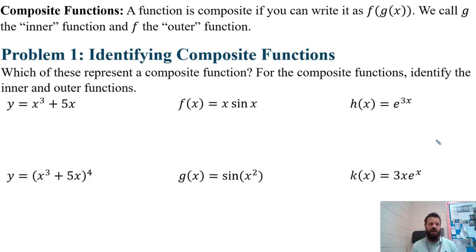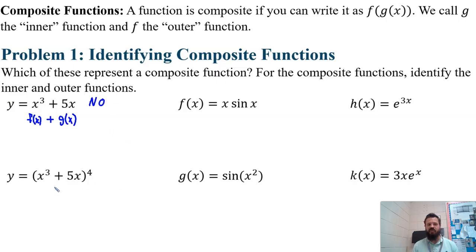All right, so with that in mind, first thing we're looking at doing is identifying composite functions. Which of these represent a composite function? And then for the composite function, identify the inner and the outer functions. First one, y equals x to the third plus 5x. We have two separate functions here, x to the third and the 5x, but I don't have one within the other one. You could think of this as just f of x for the x to the third plus g of x. That's not composition. And as far as taking derivatives go, we already know how to deal with adding two functions together. So here we just say no, it's not composite.